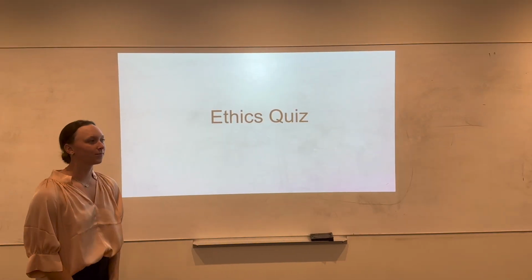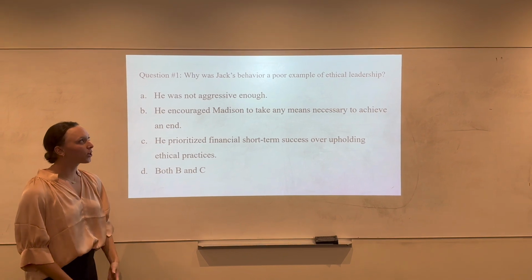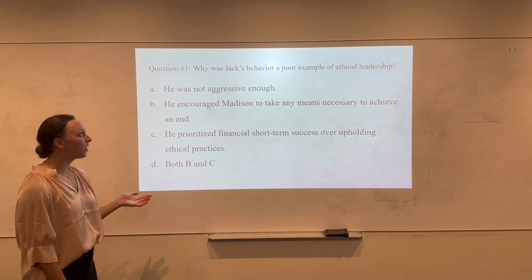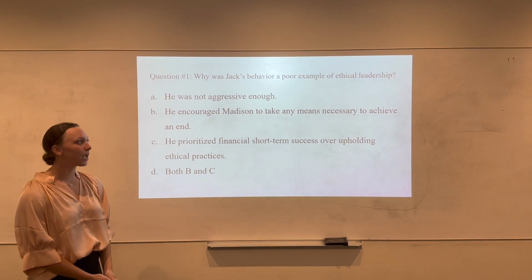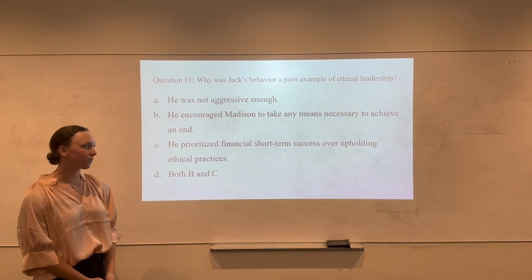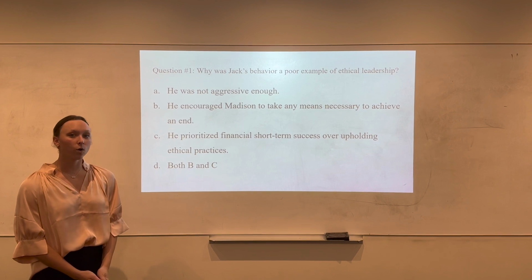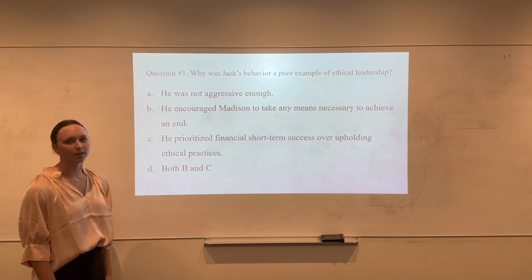Welcome to our quiz. Question 1. Why was Jack's behavior a poor example of ethical leadership? Is it A, he was not aggressive enough? B, he encouraged Madison to take any means necessary to achieve an end? C, he prioritized financial short-term success over upholding ethical practices? Or D, both B and C? We'll give you some time to think about your answer.